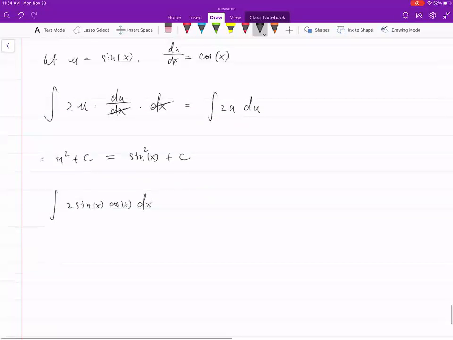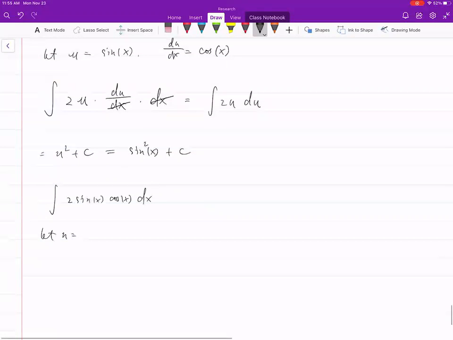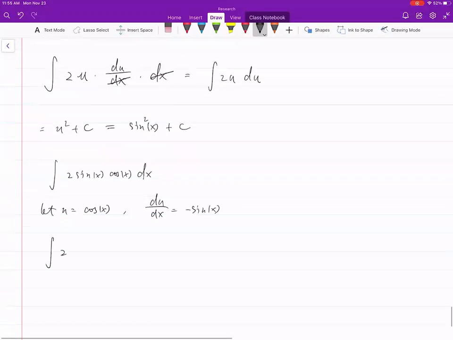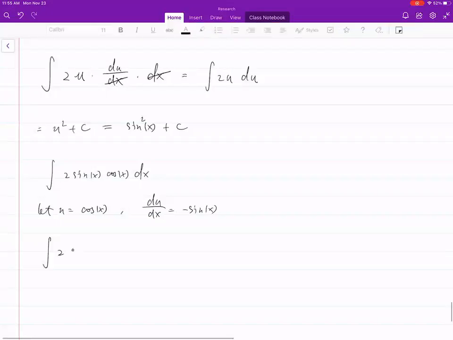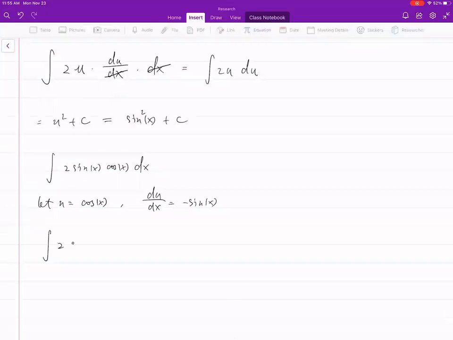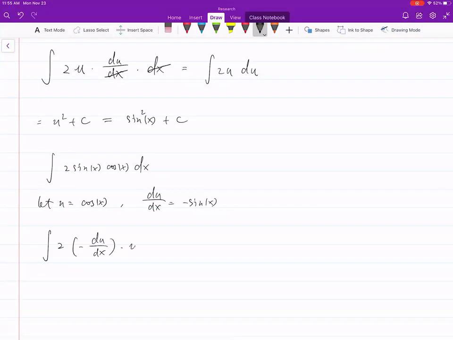Can you do it in another way? Well, the cosine is the derivative of sine, right? But sine is also the derivative of cosine, modified by a constant. So actually, I can let u be cosine x too. Then du over dx is just negative sine x. So the whole thing becomes 2 du over dx with a negative sign times u times dx, and they cancel. This is negative 2u du.